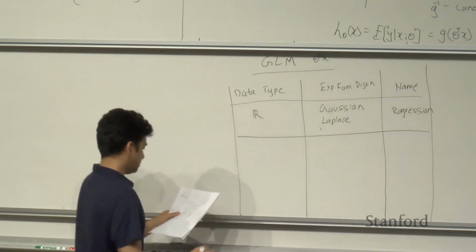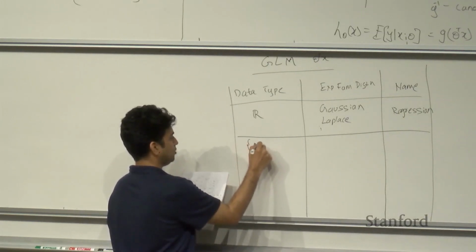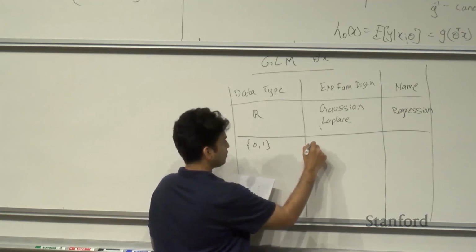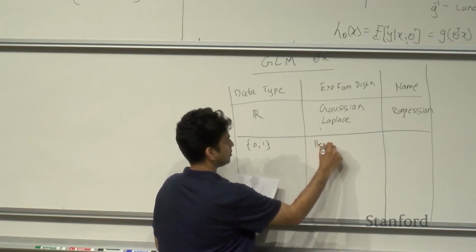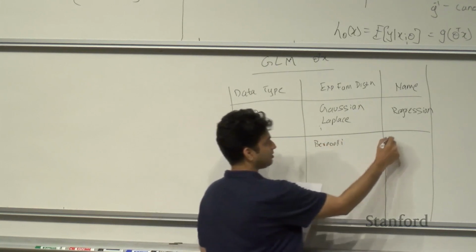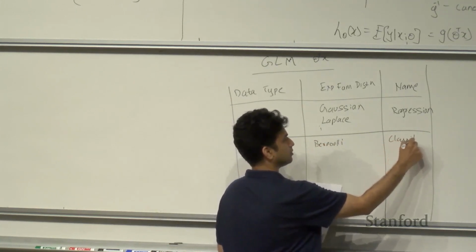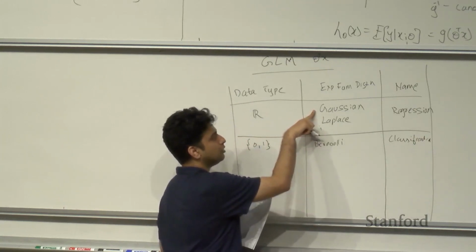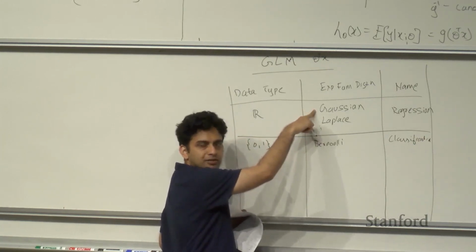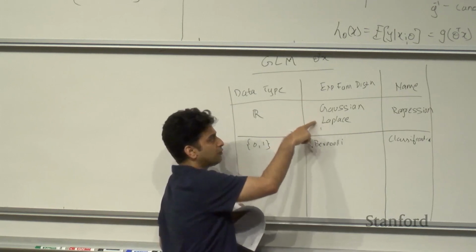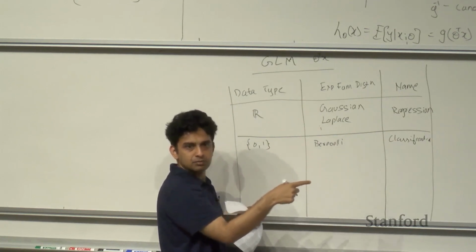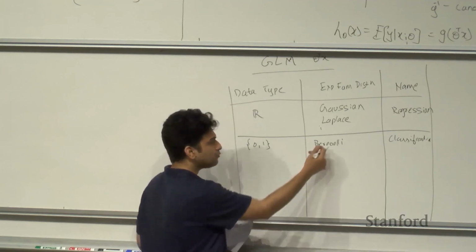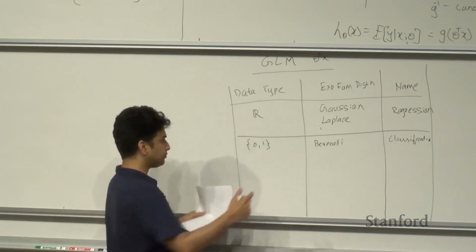Similarly, if it is 0 or 1, then we choose Bernoulli and we call it classification. For the choice of Gaussian, we got linear regression as our algorithm. For the choice of Laplace, you're going to get a different algorithm, but it's still a valid algorithm. For Bernoulli, we got logistic regression.